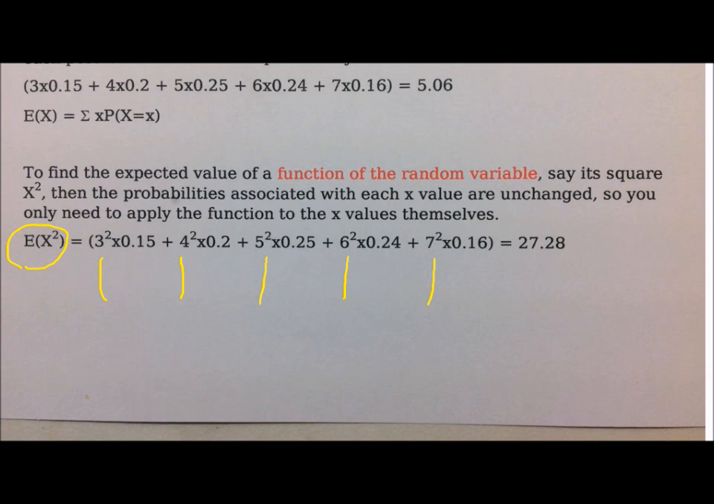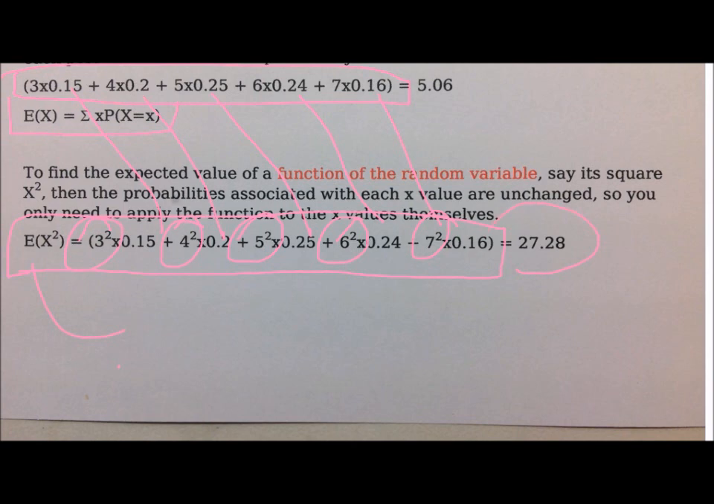and that gives me quite an easy calculation. So if you look at the calculations required to find the expected value of x squared and compare them to the calculations required to find the original expected value of x, you should see the similarities. The probabilities are unchanged. What's been affected has just been the x values have been squared here to give me the final solution. The expected value of x squared is 27.28.